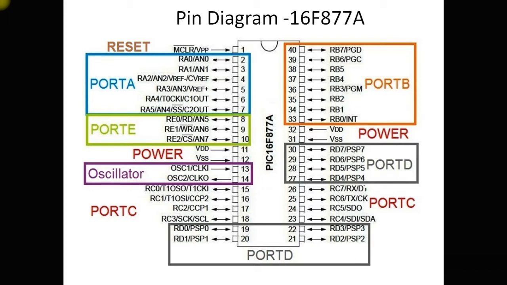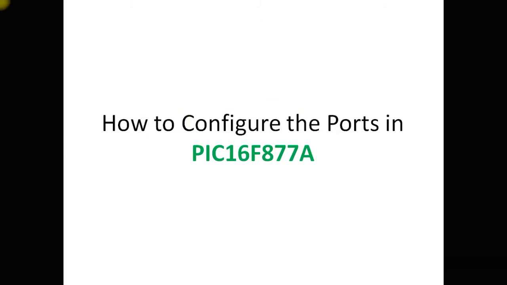Apart from that, the PIC16F877A has port A, port B, port C, port D, and port E, totally 5 ports available. Each port we can configure as input or output. Next, how to configure the ports available in the PIC16F877A.